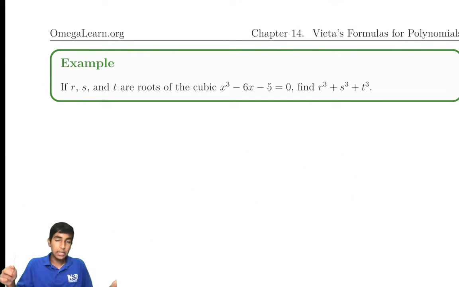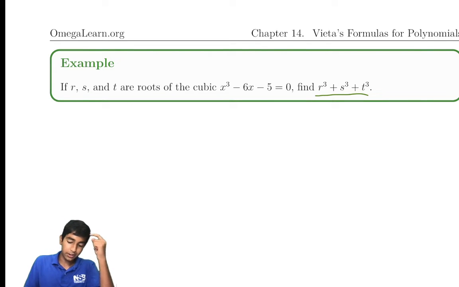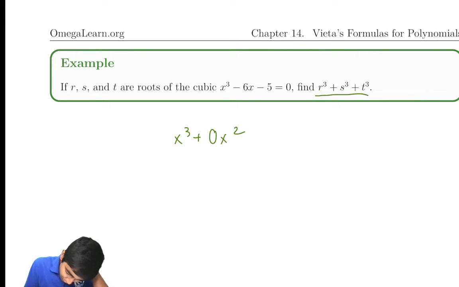If r, s, and t are roots of the cubic, x cubed minus 6x minus 5, find r cubed plus s cubed plus t cubed. What should we do here? Well, first let's just write 0x squared, because the common mistake is to read this as x squared minus 6x minus 5, because there's no x squared term. Be careful here, we have a 0x squared. Always helpful to write that out.